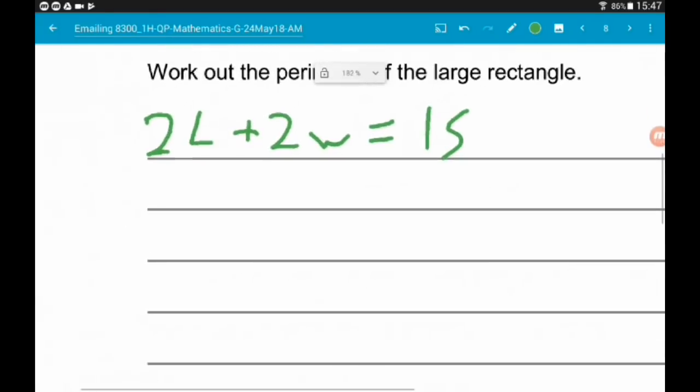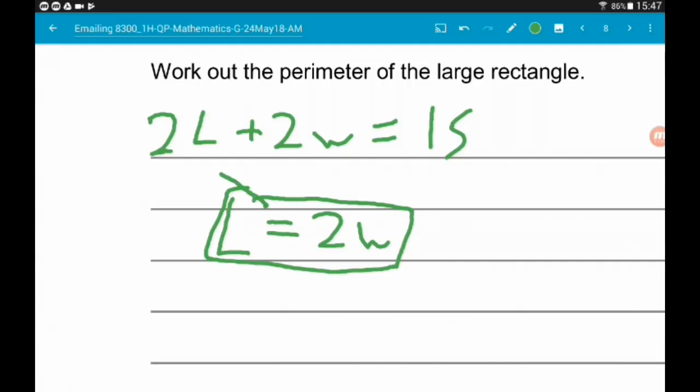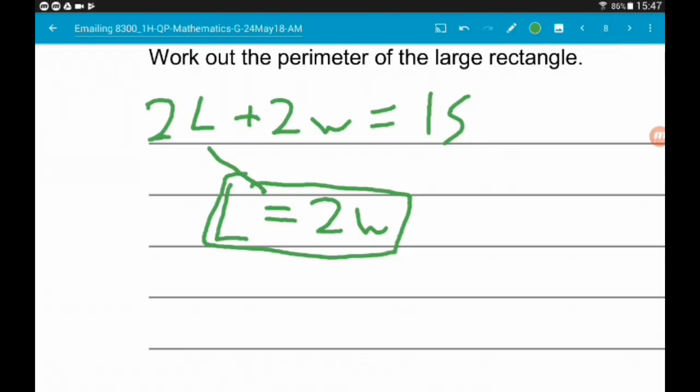So we know that one length is 2 lots of the width. So what we're going to do is substitute this into the equation for the perimeter of one small rectangle. So 2 lengths is 2 times 2 widths. So we get 4 widths, add 2 widths is equal to 15.